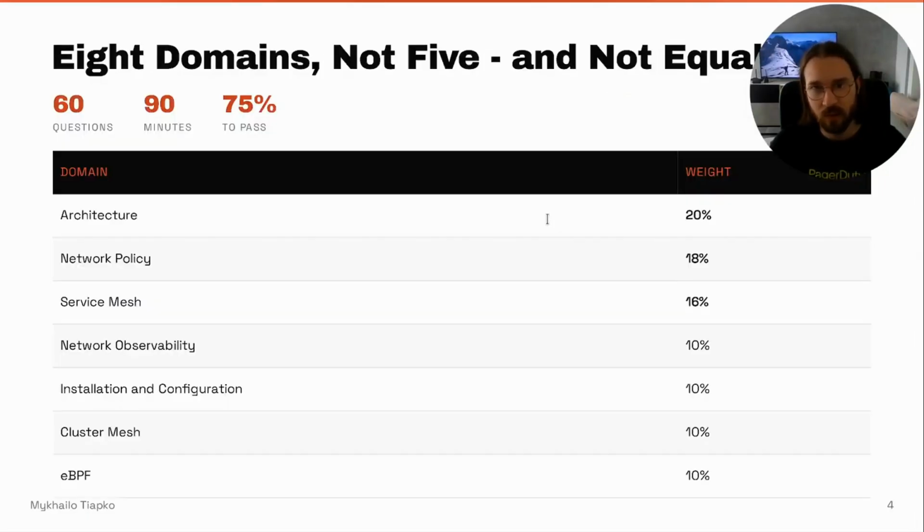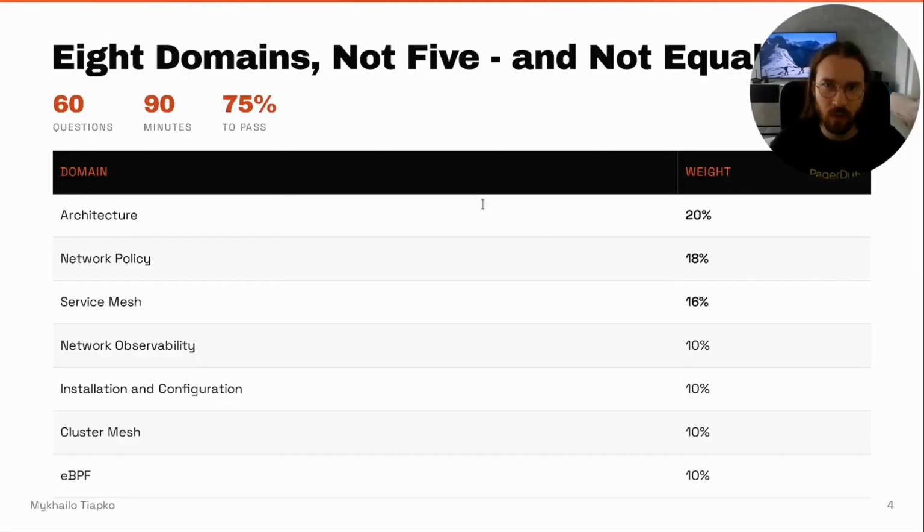60 questions, 90 minutes, and the passing score is 75. Multiple choice and online proctored. There are 8 domains and they are not equal. Architecture is 20%, network policy 18%, service mesh 16%. Those 3 are more than half of the exam. At the bottom, the Border Gateway Protocol and external networking is 6%, and eBPF, the thing everyone obsesses over, is only 10%.